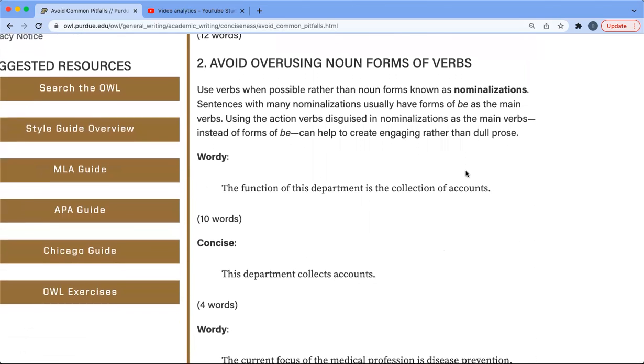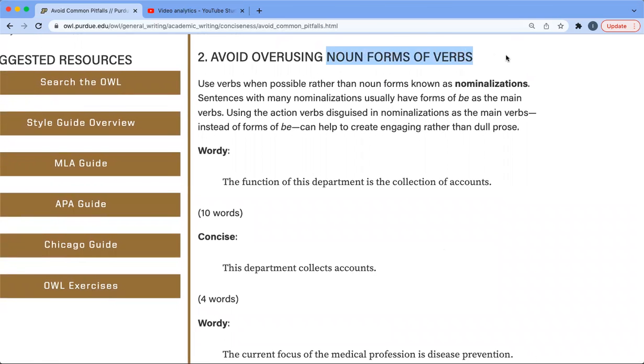The second step is how to avoid overusing noun forms of verbs. So at times in writing, we use nouns when it is possible to use verbs to express the meaning of a sentence. Sentences are the combinations of verbs and subjects and nouns and adjectives and adverbs and so on. Using the action verbs will avoid the disguise of the actual verbs by nominalization. Verb be is the most popular one, perhaps.